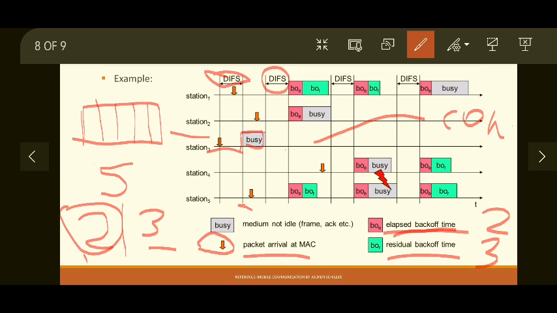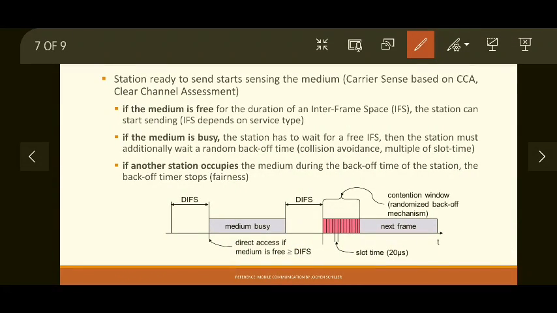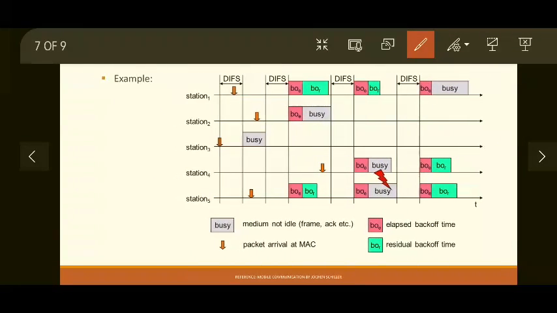Okay, how that works, let's see now. The last statement that we have seen, fairness, back off timer stops, we are seeing that over here. Now station 3 has completed data transmission. After waiting for DIFS amount of time, the contention period begins. Station 2, 1 and 5 are in contention. Station 4 is not yet in contention because its packet has not yet arrived, so it is not in question.